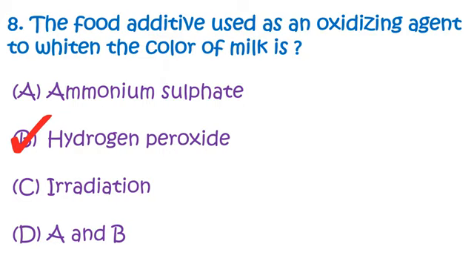Hydrogen peroxide is an antimicrobial agent and has a bleaching effect, and thus it strips off the color from the milk, while the ammonium sulfate is used in baking as it improves the fermentation process by providing a nitrogen source for the yeast, while irradiation is a technique that uses ionizing radiations like X-rays or gamma rays to eliminate or reduce the insects and the microbes and thus improve the preservation capacity of the food products.